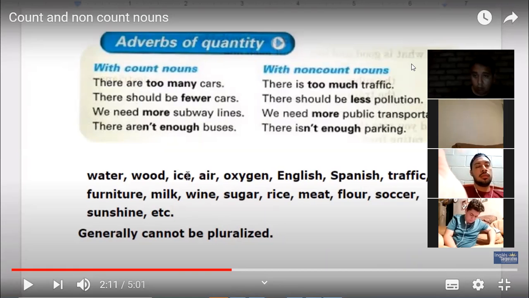Quickly, guys. Sorry, there should be less religion. But the thing is that religions are countable. You can say three religions, so you cannot say less. You have to say fewer religions in that case. So you have to change it for something you cannot count. All right, yes. Next one, Milton.